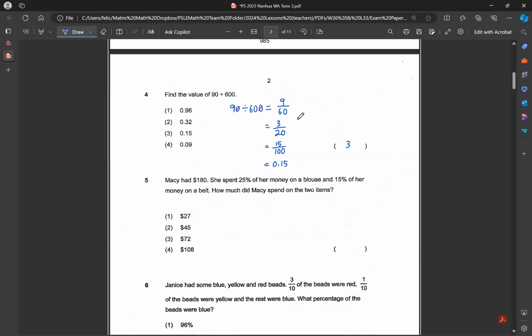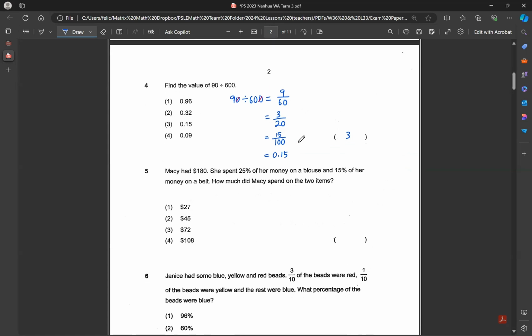Personally, I prefer this method as compared to long division because then I deal with fewer zeros. It is a little bit easier to work with. But it's a matter of preference anyway, your choice. Okay, I'll go on to question 5.